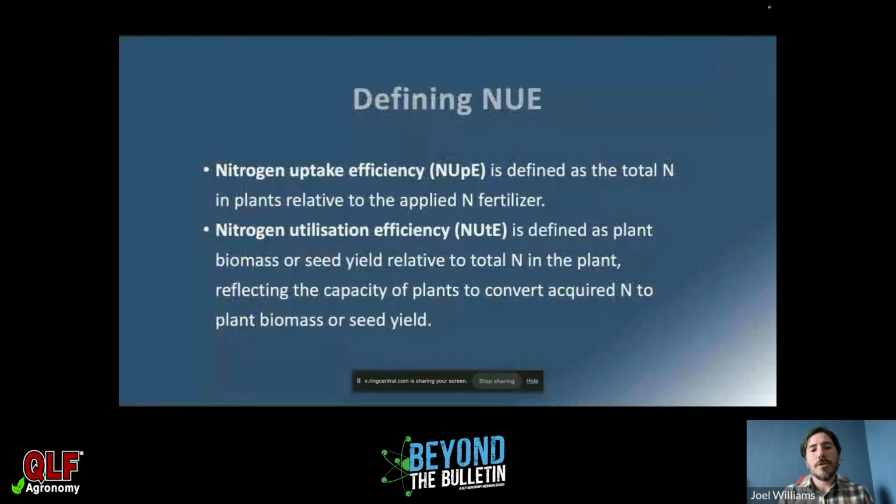So that opens up this question of nitrogen use efficiency. And the typical definition of nitrogen use efficiency is nitrogen uptake efficiency. And we define this as the total nitrogen in the plant relative to how much fertilizer we applied. Okay, so of how much did I apply, how much of that did I get into the leaf? And that's an important piece of the discussion, but we can also think about nitrogen in the context of this other definition, which is nitrogen utilization efficiency, defined as how much plant biomass or seed yield can I achieve relative to the total nitrogen in the plant. And so here I'm saying, once we get nitrogen into the plant, how much biomass can we produce?